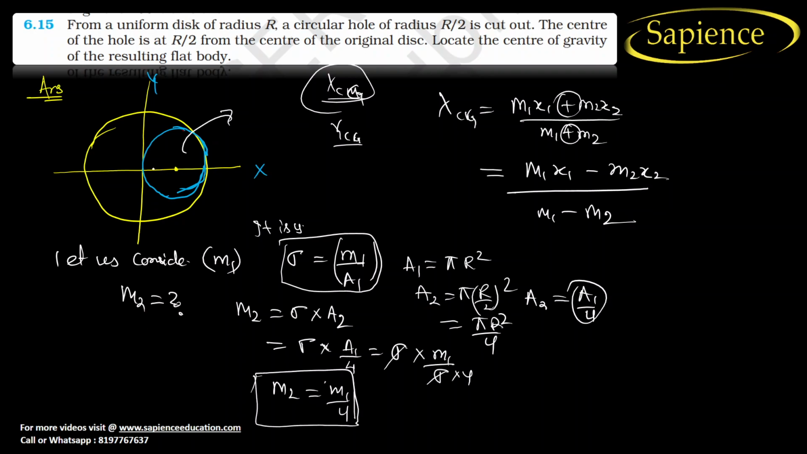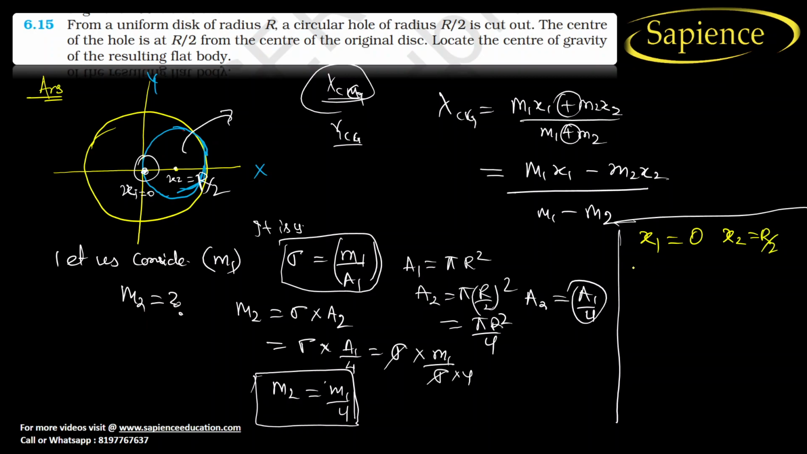Now x1. This is x1, so x1 will be equal to 0. And x2 is equal to r by 2. So we have got x1 and x2, and we can now put in the values. x1 is equal to 0, x2 is equal to r by 2, mass is m1, and m2 is equal to m1 by 4. So we need to put in every value.